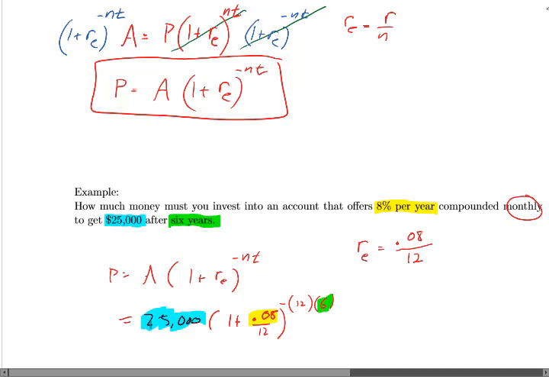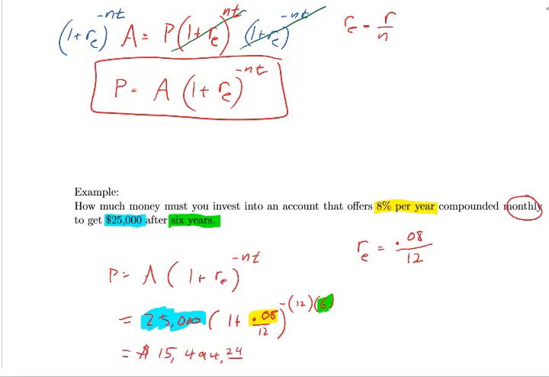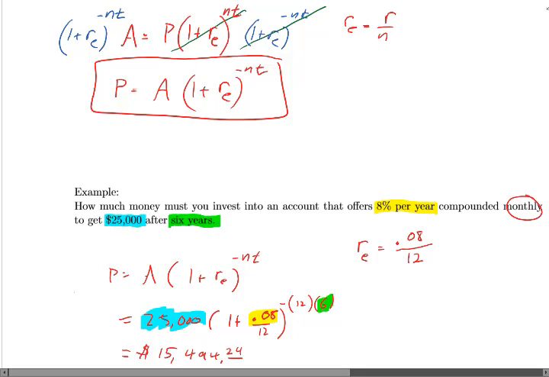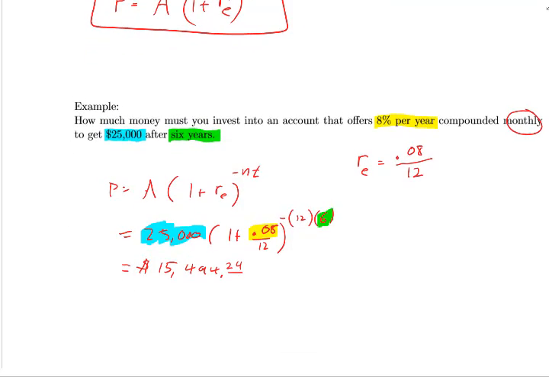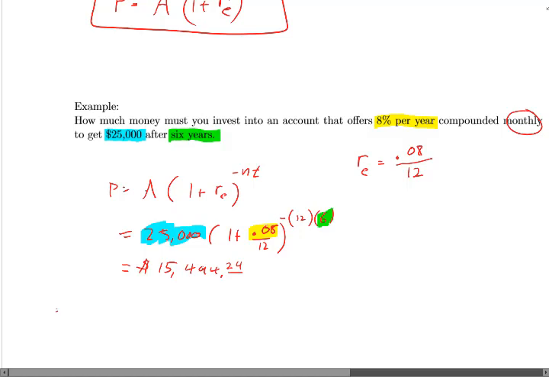Alright, so when you calculate this through, you will get $15,494.24. That is what you will have to invest in order to get $25,000 at the end of the 6-year term. So let's go ahead and write that out in sentence format. This is what you'll have to be doing in whatever business you find yourself in.